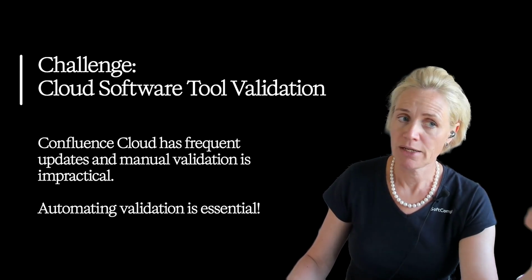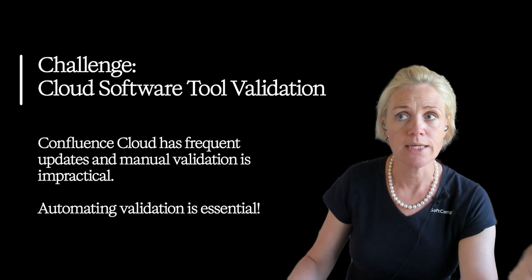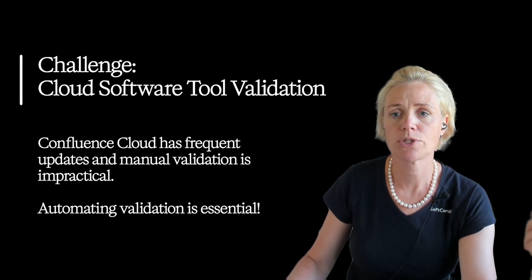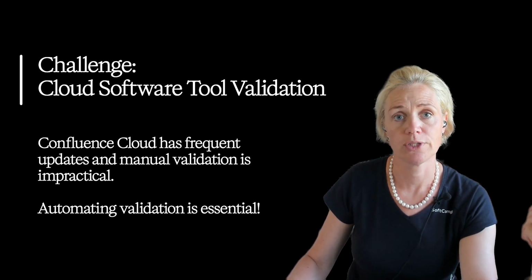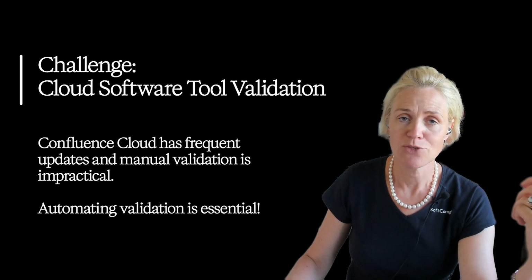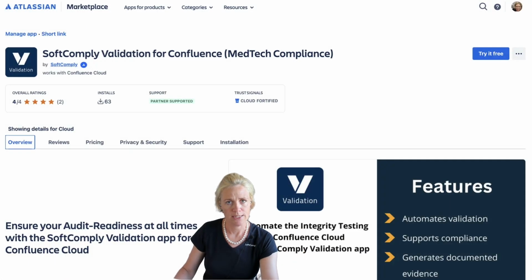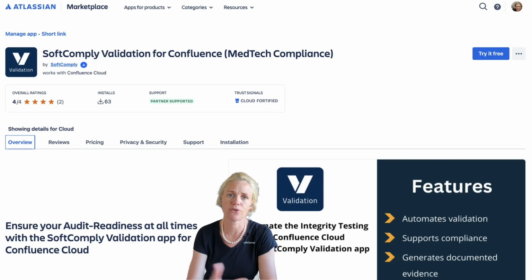In these cases, manual validation, which takes weeks, is impractical if not impossible because the updates occur that often. And this is where automated validation shines. SoftComply's Validation for Confluence app runs periodic integrity checks that produce validation reports, including evidence like screenshots, so you always have documented proof of compliance. Best of all, it supports regulatory frameworks like ISO 13485 and FDA 21 CFR Part 11.